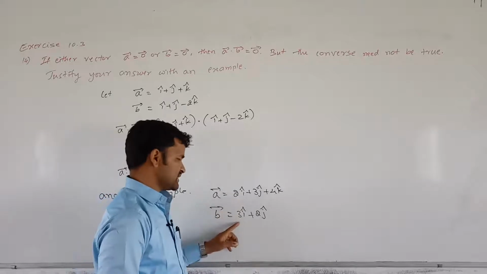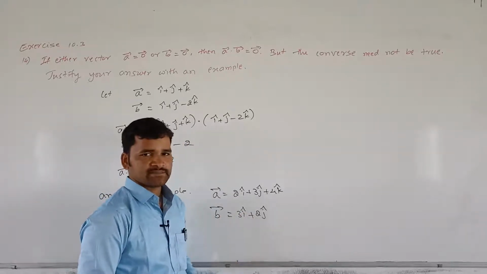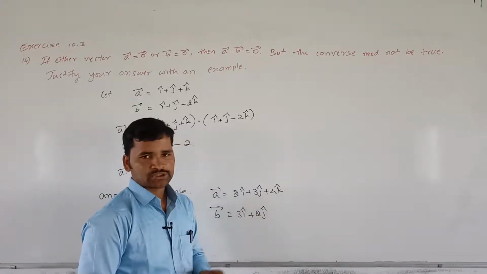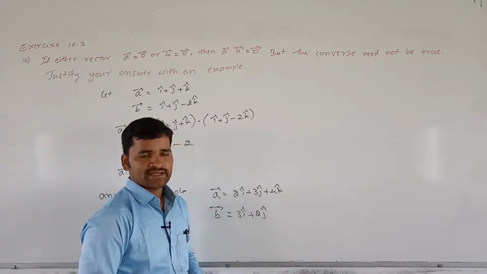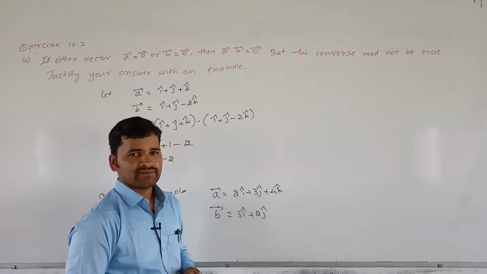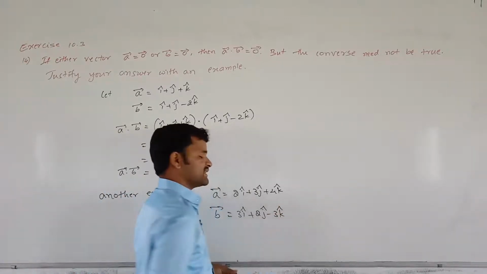See, 2 into 3 is 6, here also 2 into 3 is 6, this will be 6 plus 6, 12. That part should get subtracted, that part should become 0. 12 here, no? Here already 4 is there. 4 into minus 3 will be minus 12, that becomes 0. So here you put minus 3k.